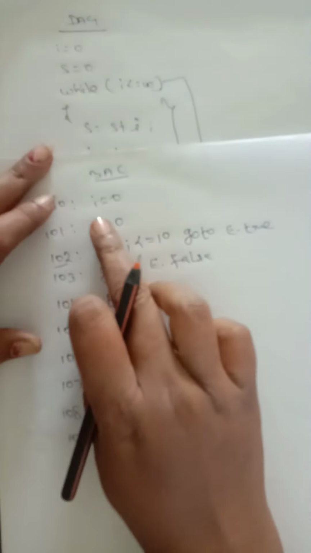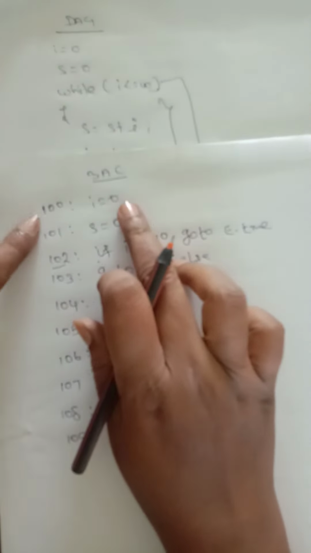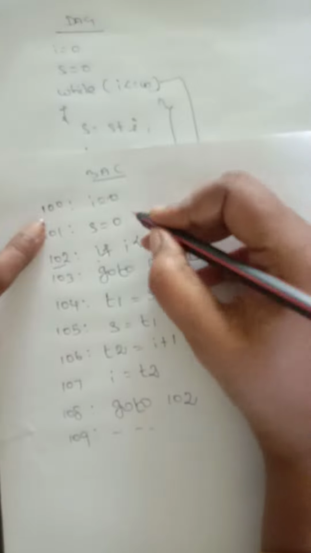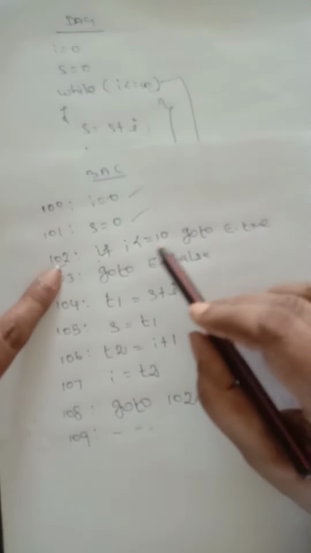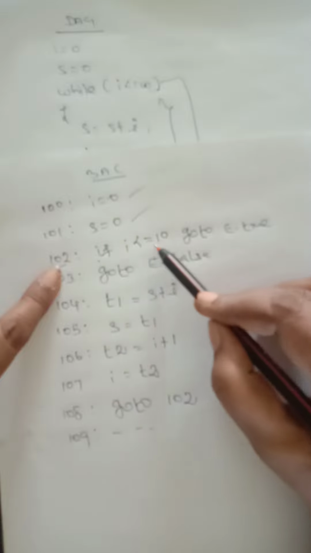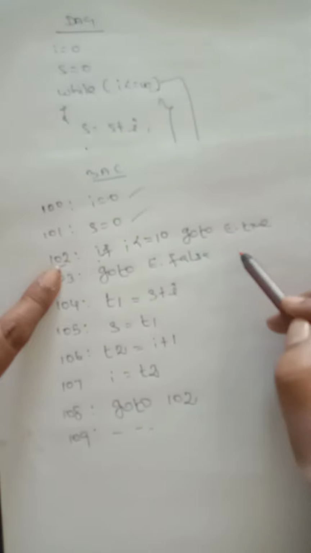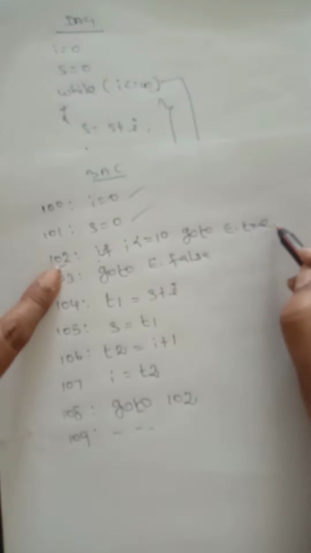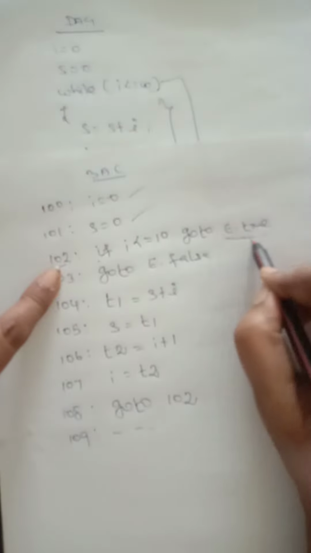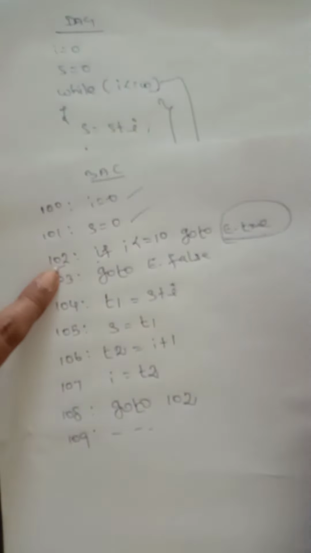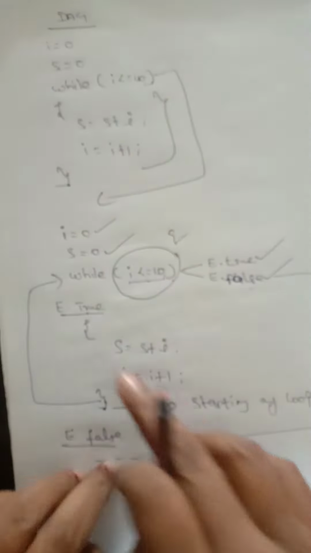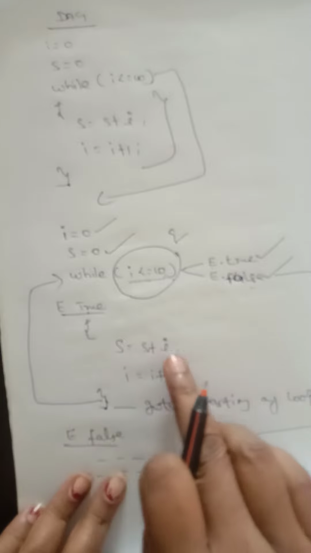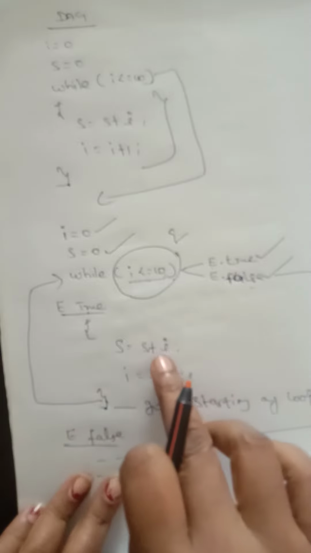At the 100th line we are having I equal to 0, no problem. Next, 101 is S equal to 0, no problem. 102, if I less than or equal to 10, means go to where? E dot true. So what is E dot true? Here E dot true is a label. We have to refill it. E dot true is S equal to S plus I.